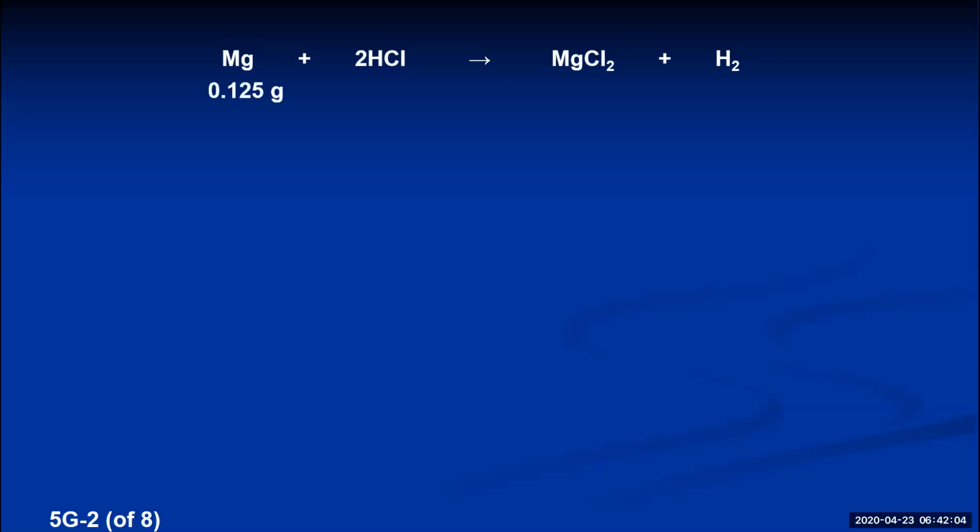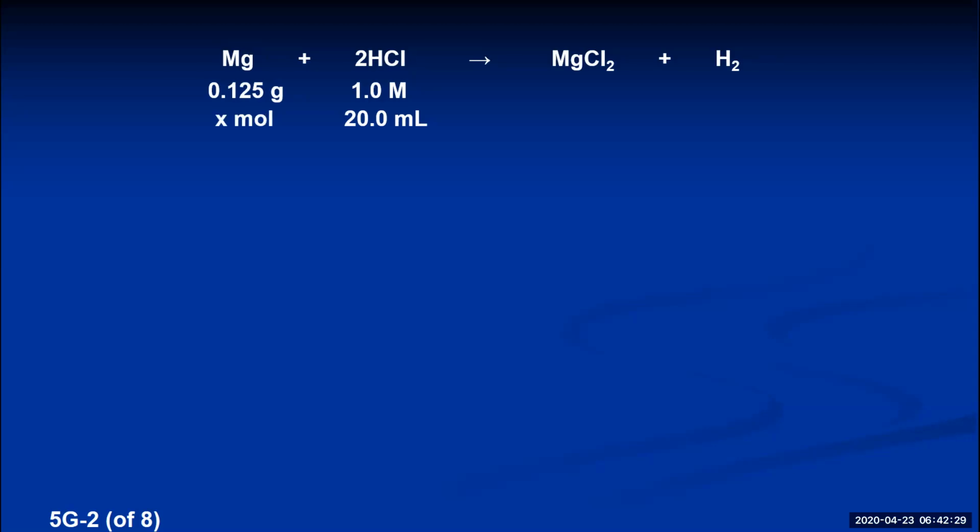Now they told you how many grams of magnesium they put into the calorimeter, but they also told you how much hydrochloric acid was used. So strictly speaking, you don't know if all the 0.125 grams of magnesium reacted away, because potentially the hydrochloric acid could be the limiting reactant. If we calculate how many moles of each of those there are, we may be able to, by inspection, determine which one is the limiting reactant.